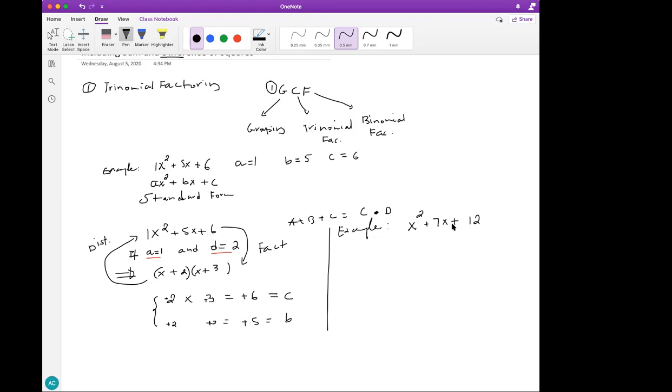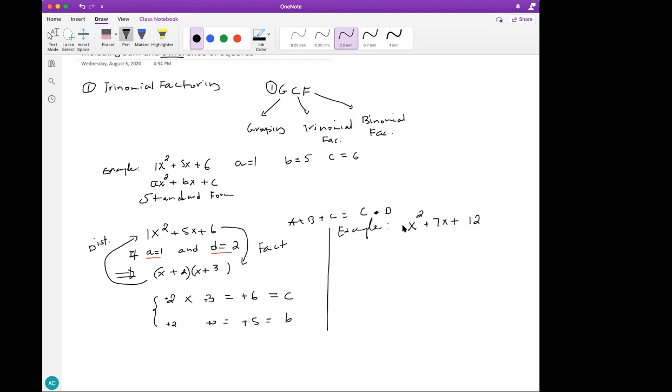Is x common? Do you see it in all of them? Oh, no, you're right. Sorry, you're right. X is not common. No number is common. Nothing goes into 12 and 7 and 1 at the same time. Unlike, for example, if you had 3 here and 6 and 12, then 3 would be a common factor as we saw last time. So there is no GCF. So always look for a GCF first when you factor. If it doesn't work, that's when you try one of these 3. Since it's a trinomial, let's try trinomial factoring.